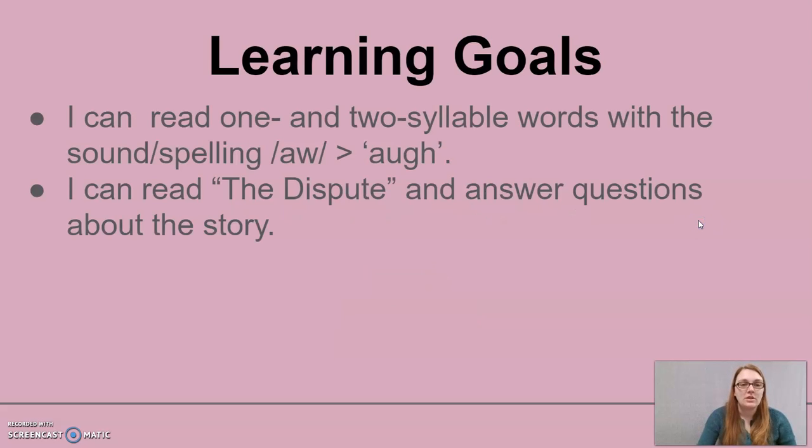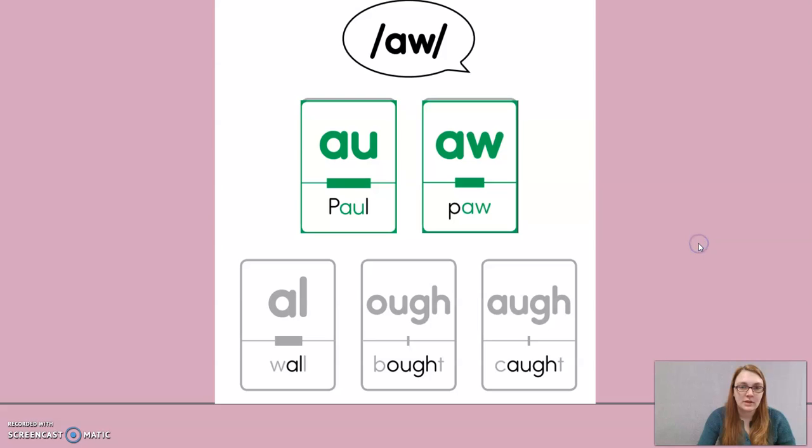Today we're going to read 1- and 2-syllable words with the sound spelling for ah, introducing a new sound spelling, and then read the story The Dispute, which is part 2 from our last story, and answer some questions and talk about the story. Okay, so before we did ah sound, spelled A-U like in Paul, and A-W like in paw.